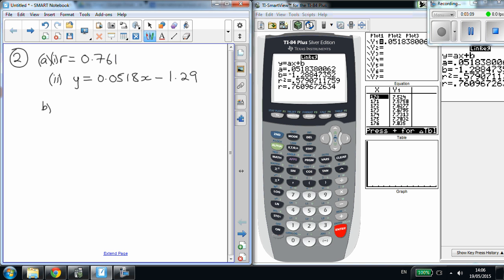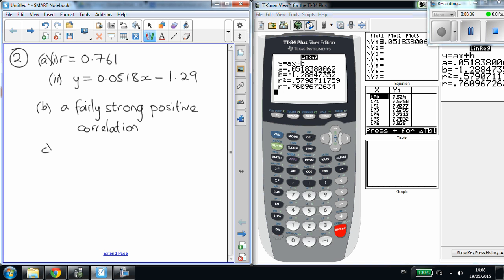Okay, in part B, we've got to describe the correlation. To do this, we're going to refer back to the R value we had before. The R value suggests a fairly strong positive correlation. So the R value tells me the direction of the correlation, whether it's negative or positive, and it tells me the strength of the correlation.